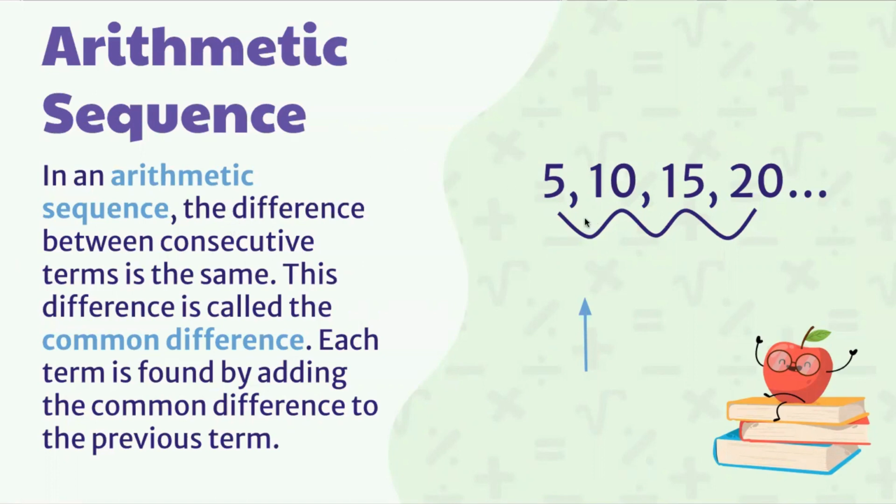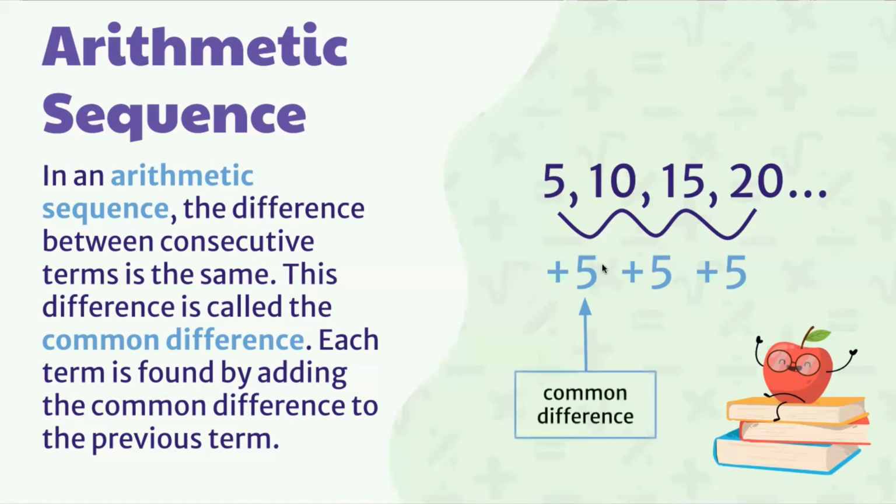So for example, if you have 5, 10, 15, and 20, to get to 10, you're adding 5 to 5. To get to 15, you're adding 5 to 10. To get to 20, you're adding 5 to 15. And so you see you have a constant common difference in your sequence of plus 5, and that is going to be your common difference.